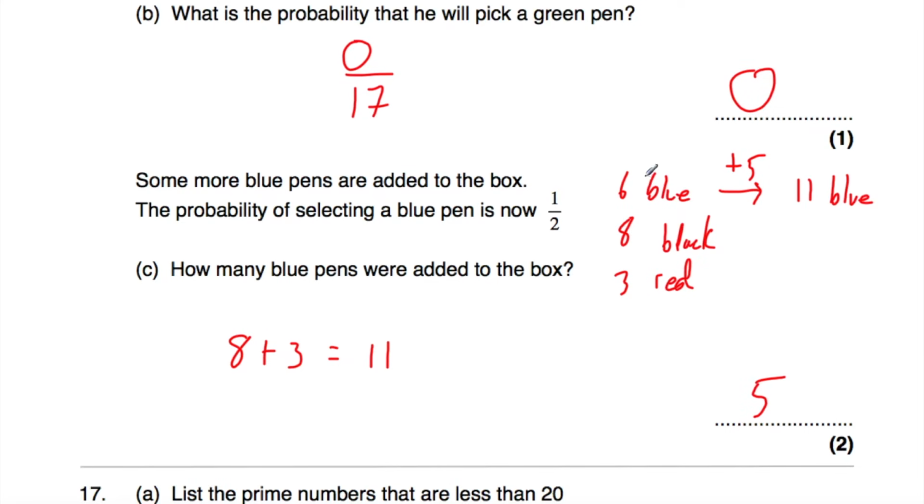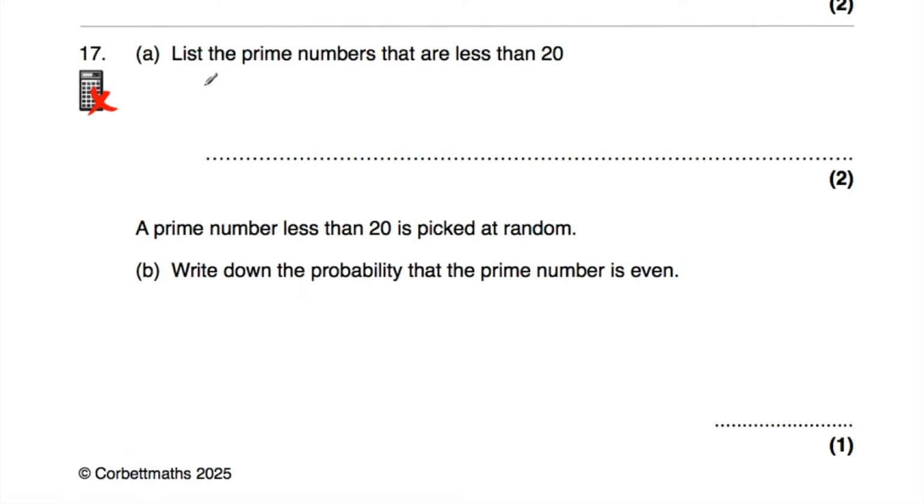Let's just check that. If 5 blue pens were added to the box, there'd be 11 blue pens. Altogether, 11 plus 8 plus 3 is equal to 22, and 11 of them are blue, so the probability of picking a blue pen would be 11 22nds. If you cancel that down by dividing both the numerator and denominator by 11, that's equal to 1/2. So 5 blue pens were added to the box. And that's it. Okay, let's have a look at our next question, question number 17.